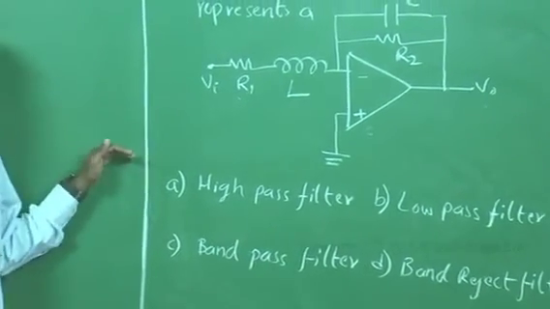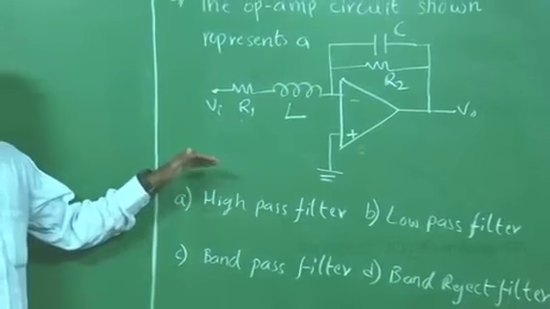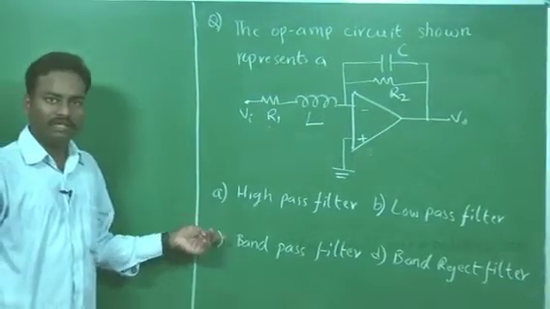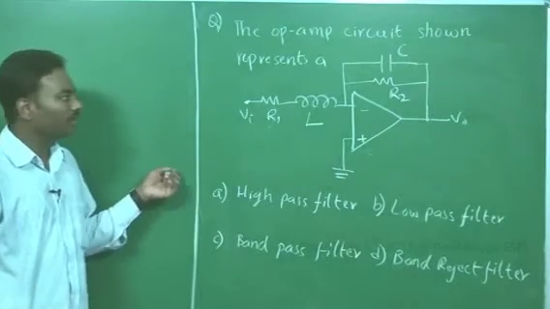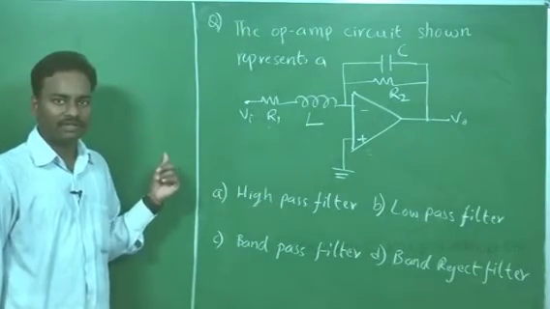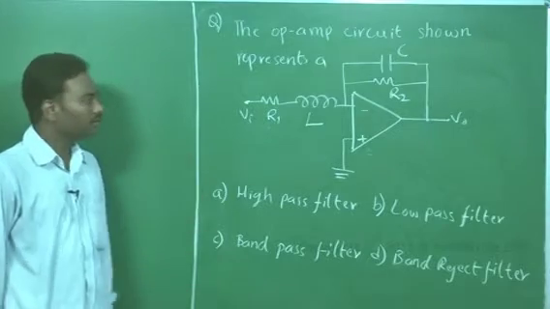For this type of question, whatever may be the given circuit, whether it is with op-amp or without op-amp, to find which type of filter it is, the better way to do it is to change the element values into frequency domain and write the final transfer function and then analyze it.